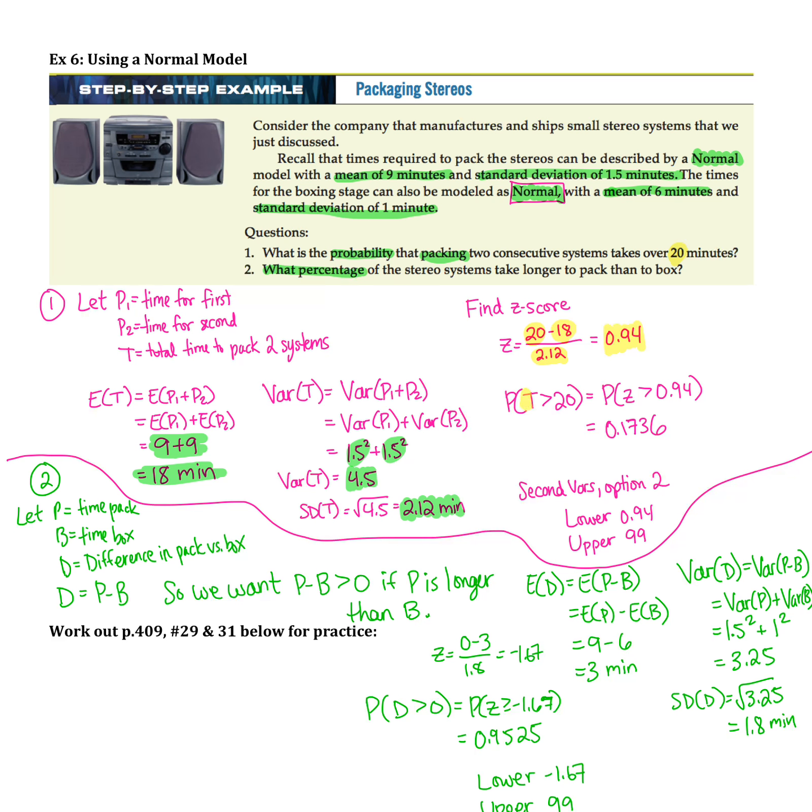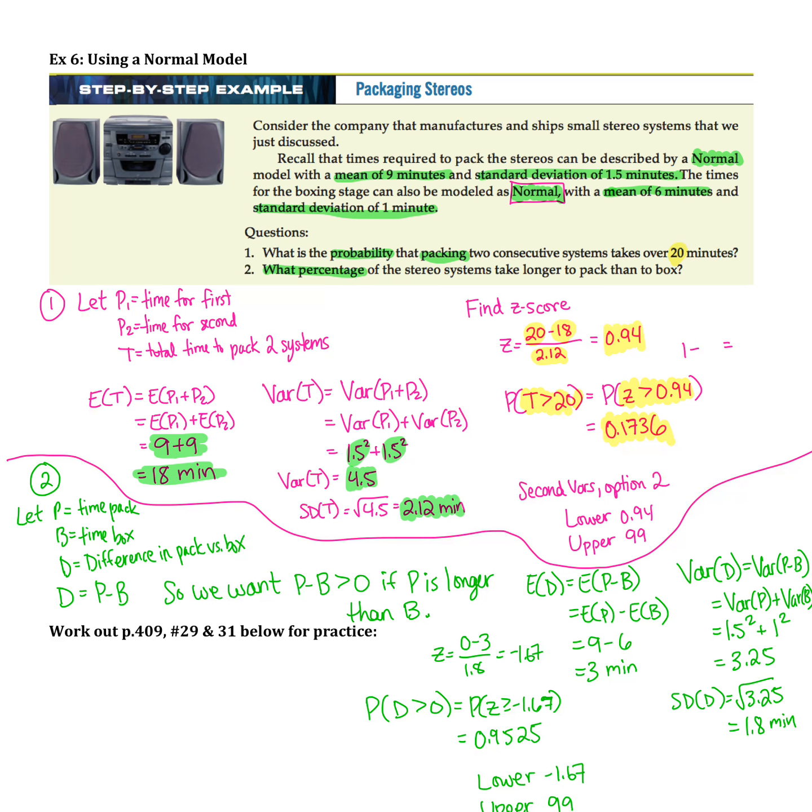So the probability that the packing time of two consecutive systems is greater than 20 minutes is the probability that you have a z-score greater than 0.94. It turns out to be 0.1736. We can go to the table, and since it says greater than, we can subtract whatever probability it gives us away from 1 to get our answer.